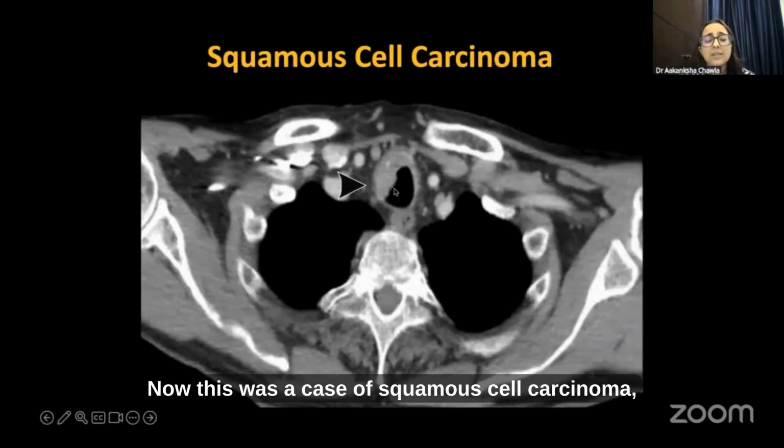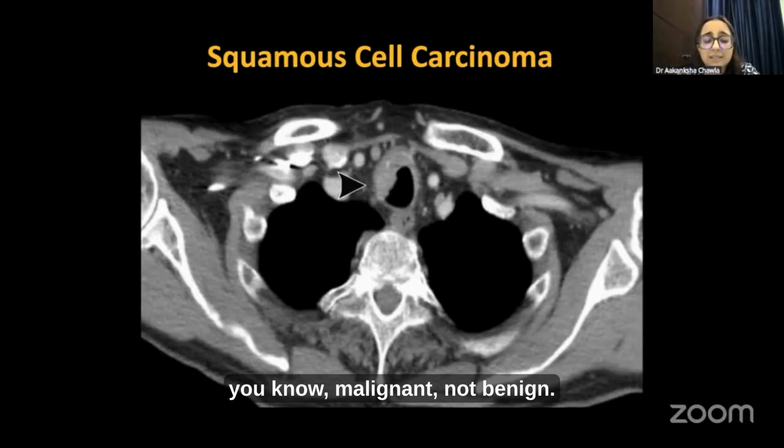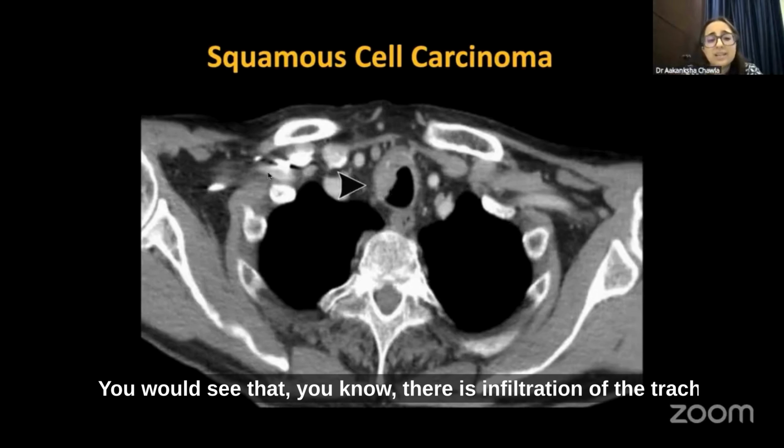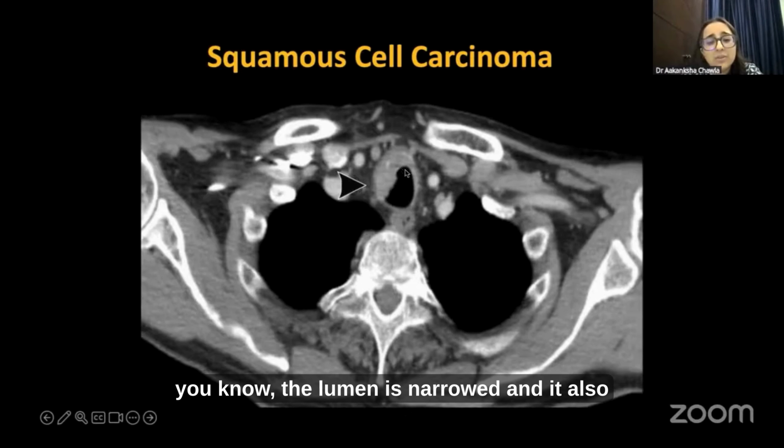Now, this was a case of squamous cell carcinoma. Something specific about malignancies, which are malignant, not benign: you would see that there is infiltration of the trachea, like in this case of squamous cell. There is an irregular wall, the lumen is narrowed, and it also starts to infiltrate surrounding structures.